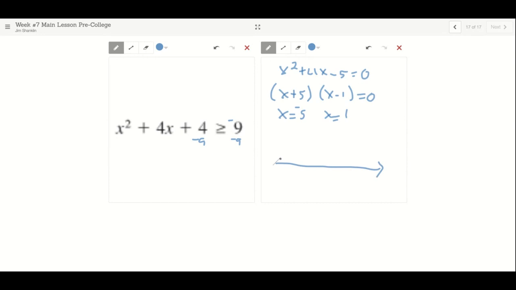Make my graph out. So I have negative 5 here. I have 1. I always choose 0 because 0 is the easiest thing to put in. So this would be 0 plus 4 is greater than or equal to, that was a positive 9 here, right? Positive 9. Is that a true or false statement? 4 is greater than or equal to 9. That is definitely a false statement. That is false. So that means 0 is not shaded in. So that means I have to shade on the outside. And that would be solving a quadratic inequality.